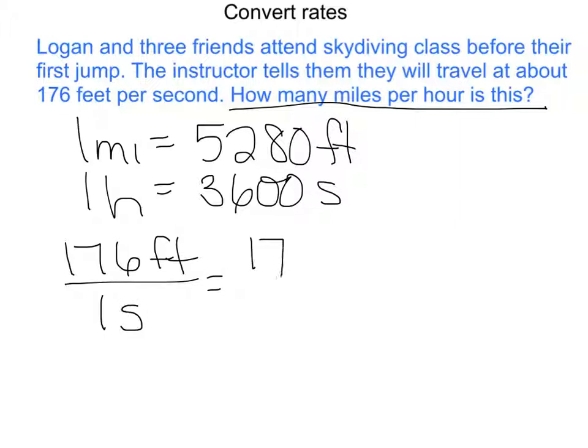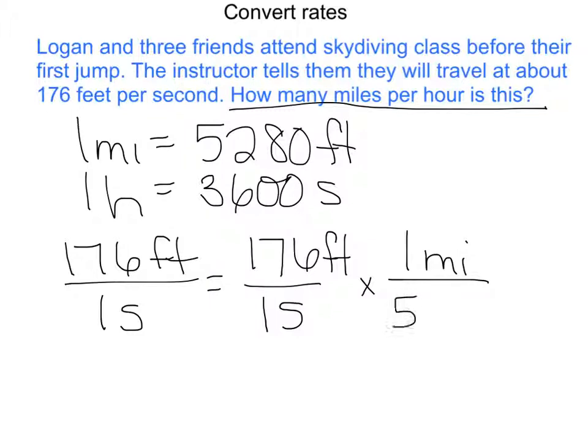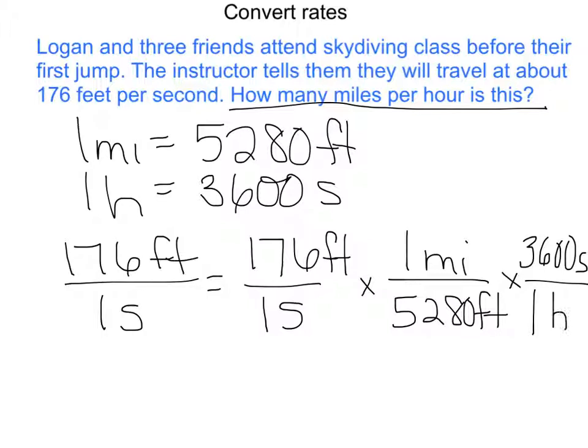So we bring that over and we carry that the same, but now we just include our converters. So we multiply that by the first converter, which is 1 mile over 5,280 feet, times the second converter, which is 3,600 seconds over 1 hour.